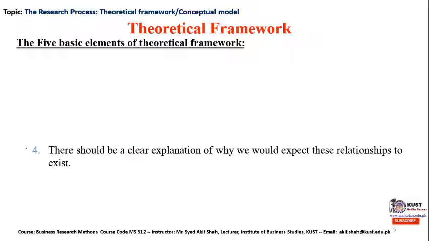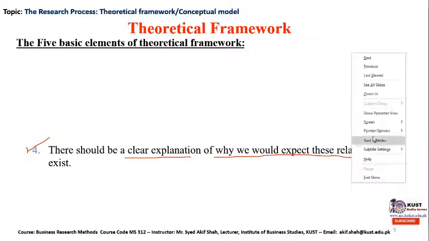The fourth element is that there should be a clear explanation of why we would expect these relationships: what is the idea of the researcher, and why he or she thinks the relationship must be in a particular positive or negative fashion, and what is the logic or theory behind this relationship. It must also be clear in the theoretical framework.